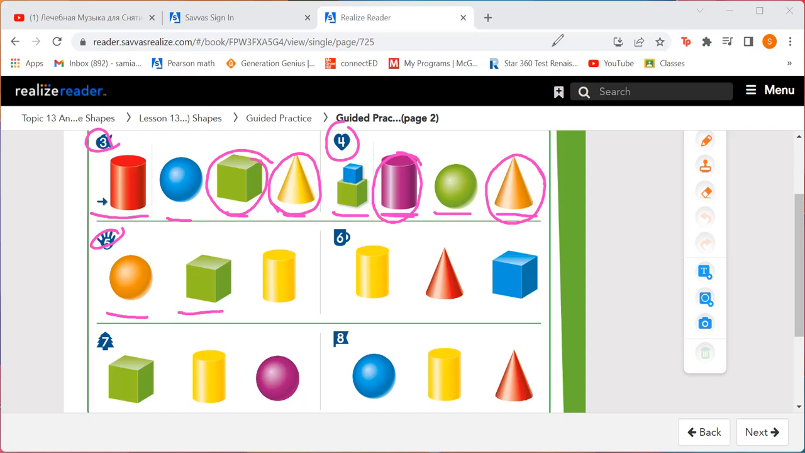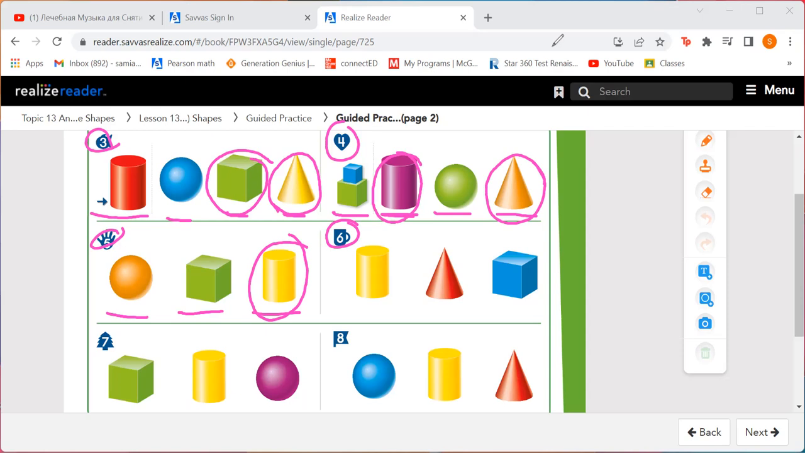No. How about this cylinder? Can we stack and roll that cylinder? Yes. So let's circle it. It has flat surfaces and it can roll on the side. All right, number 6. Draw a circle around the solid figures that slide and roll.